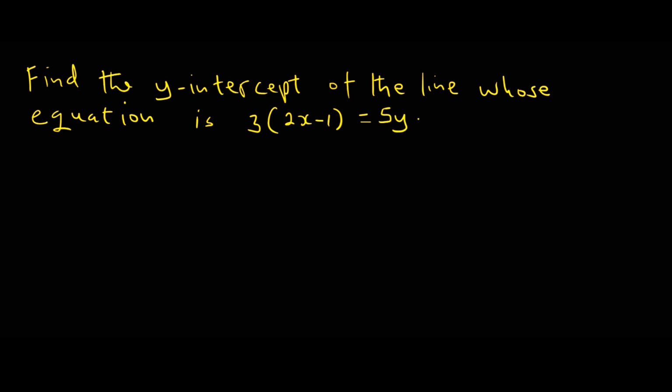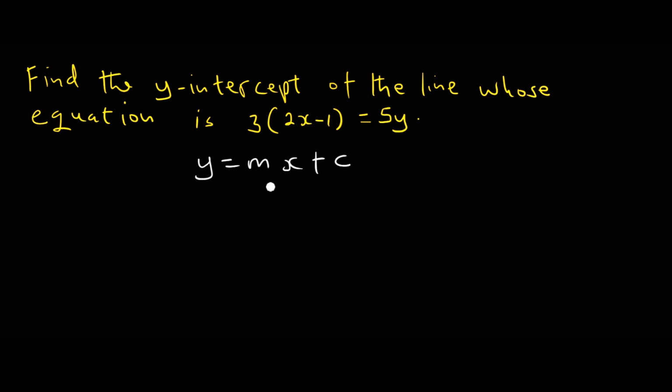Find the y-intercept of the line whose equation is 3(2x - 1) = 5y. So for us to obtain the y-intercept, all we need to do is just rewrite this equation in the form y = mx + c. So let us do that.